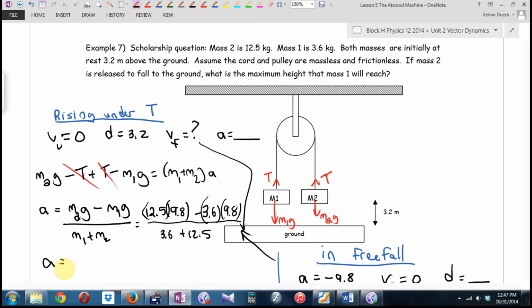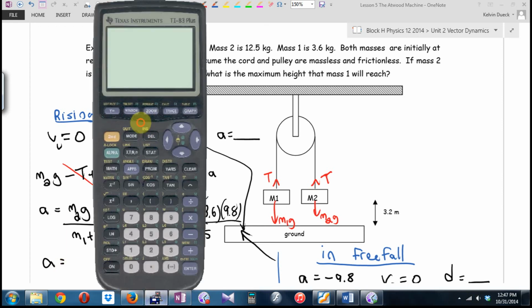Can you please find for me the acceleration when we drop the big mass? In other words, not the acceleration when it becomes slack, the acceleration on the way up? Can you find that for me, please? And we'll carry a few extra sig figs because this is not my final answer.